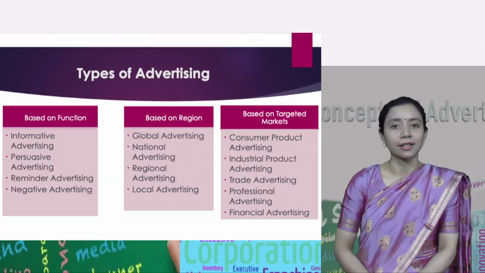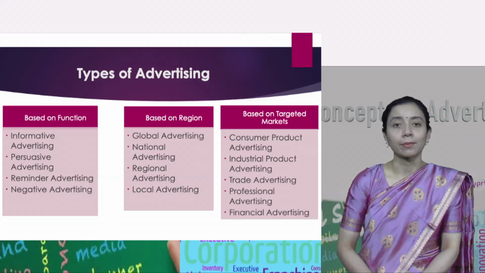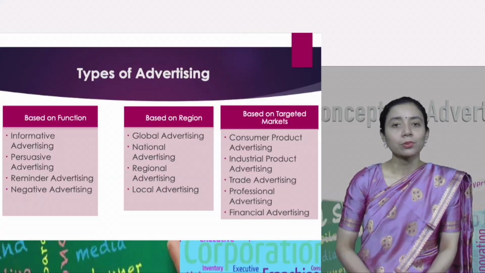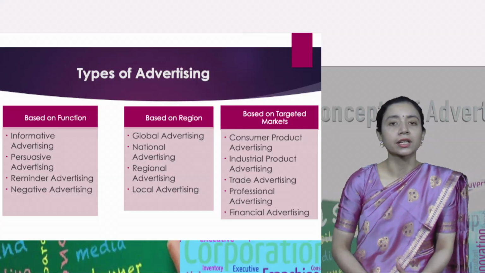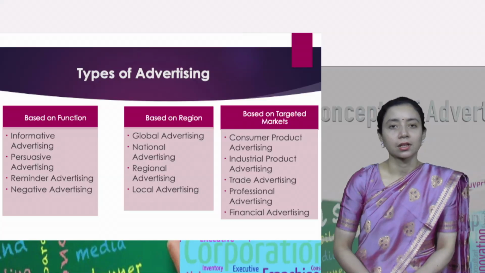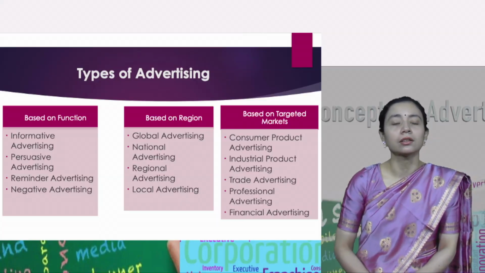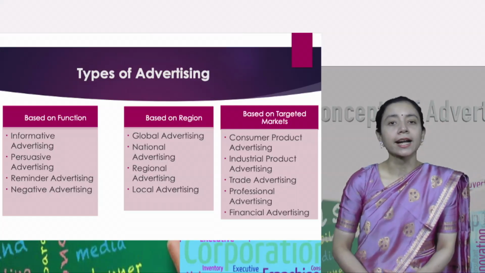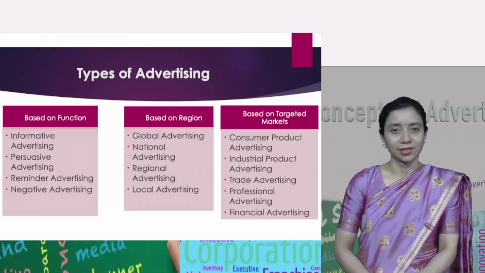Now from the term itself you can make out that this type of advertising informs the customers about the products, services or ideas of the firm or organization. Suppose, for example, a particular organization is offering some kind of discount, or maybe some mall is offering some discount on garments or some other goods. So that is the kind of information that the particular organization is forwarding to the general audience.